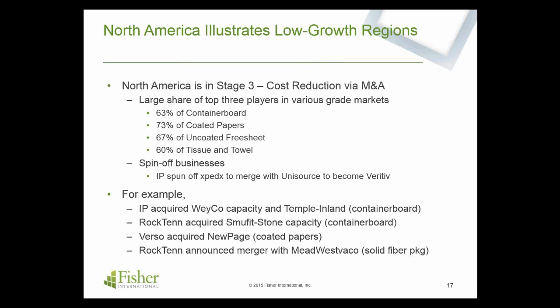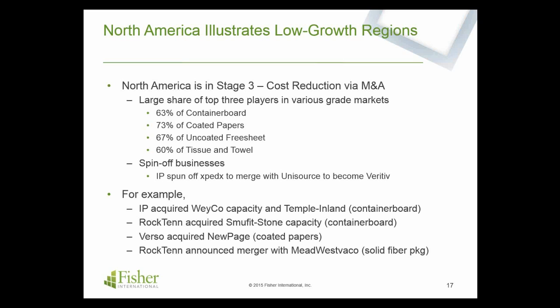North America, if we had to summarize, would be in stage 3 consolidation, where cost reduction is implemented by an M&A strategy by the board of directors. Large share of the top 3 players in all 3 grades, and then the stage of consolidation where we are also is indicated by spin-off businesses. This is illustrated when IP spun off their distribution business, Xpedx. They merged it with Unisource, and the new company is formed to become Veritiv.